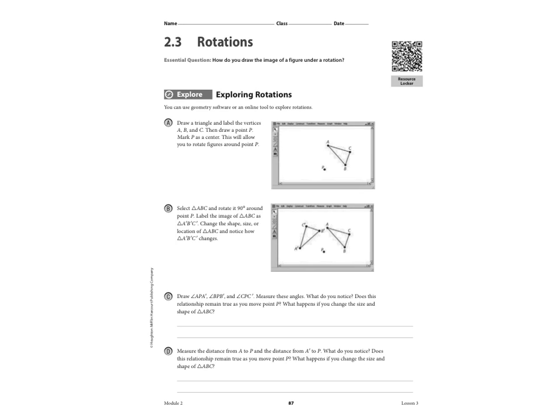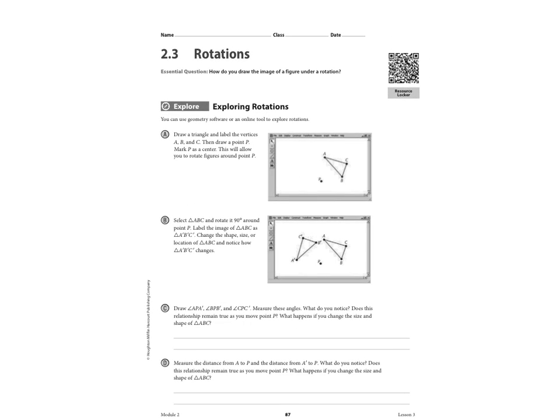Okay, so we are doing 2.3 and 2.4, and 2.3 is rotations. Remember, we've got our rigid motions, which are a translation, a reflection, and a rotation. A rotation is still a rigid motion. The size isn't changing.